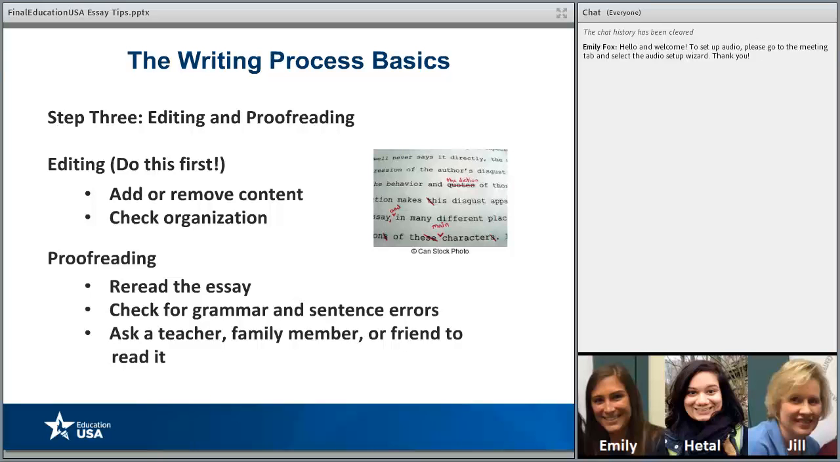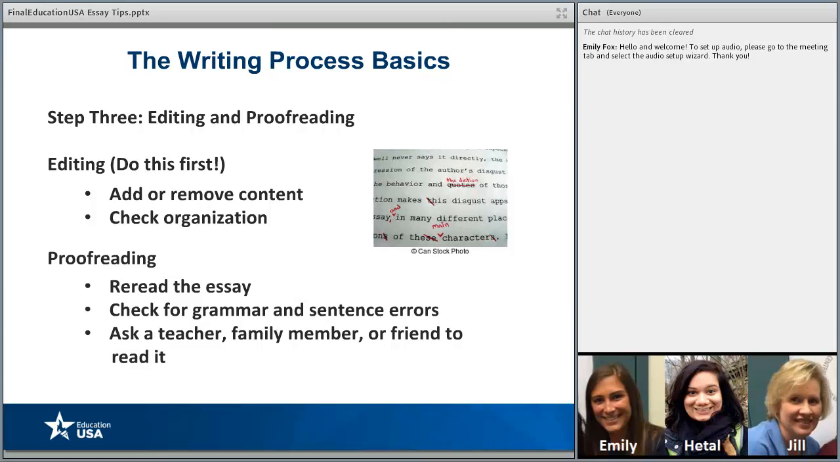Look at the organization of ideas. Does it make sense, the flow of ideas? How you connect your paragraphs? Is it easy to follow? And after you've done that, then you can go into the proofreading. So then you reread your essay again. You can check for grammar and sentence structure and verb form and tense and all of those things. And you kind of have to do those one at a time. So this can be a time-consuming process.